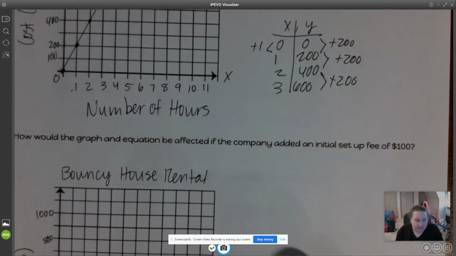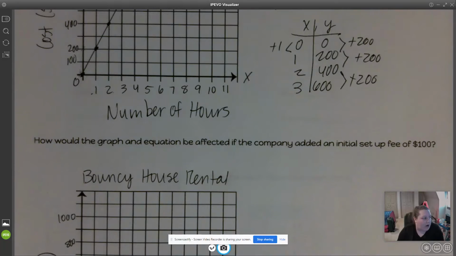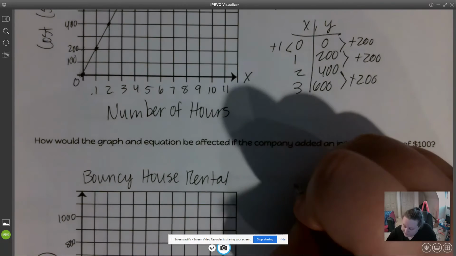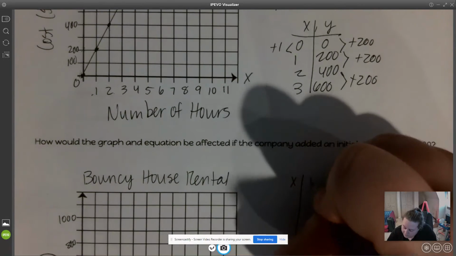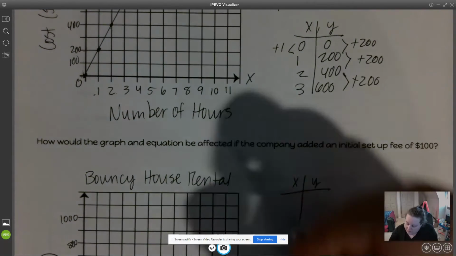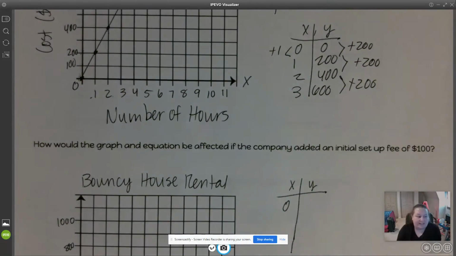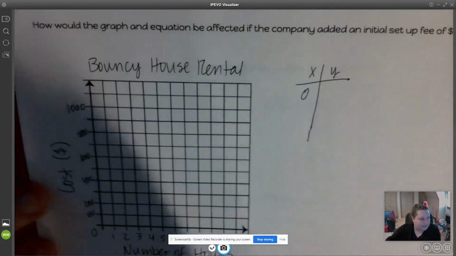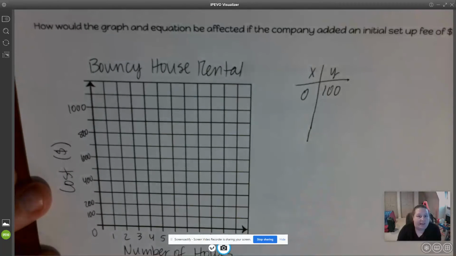Okay. So now let's take a look at this next question. How would the graph and equation be affected if the company added an initial setup fee of $100? Well, it's still going to cost me $200 for each hour. So if I make a little table, so before I even rent it at all, I have a $100 fee. That's my initial fee to even rent it up. So they come and set it up for me.